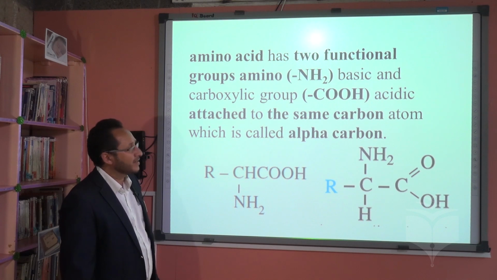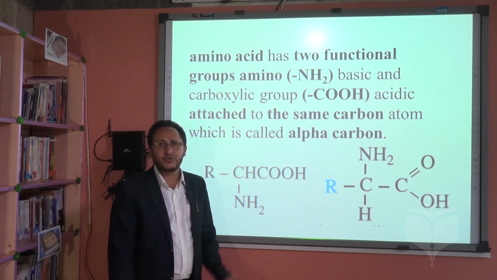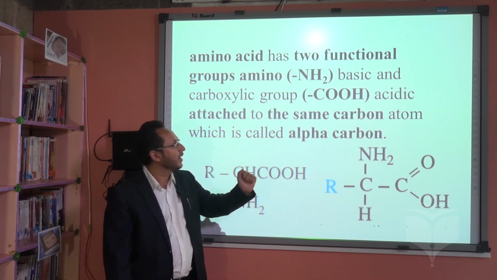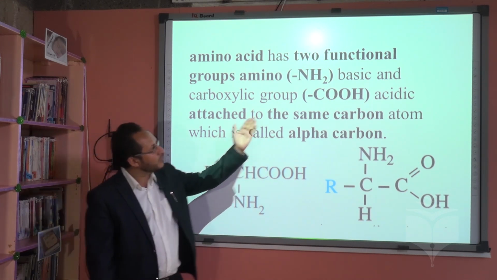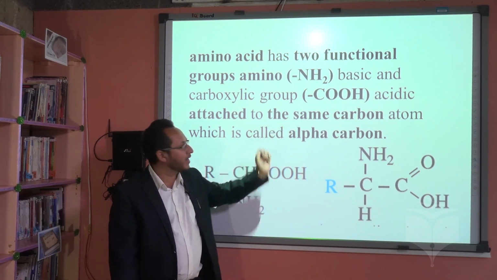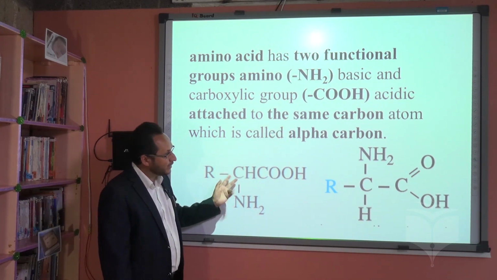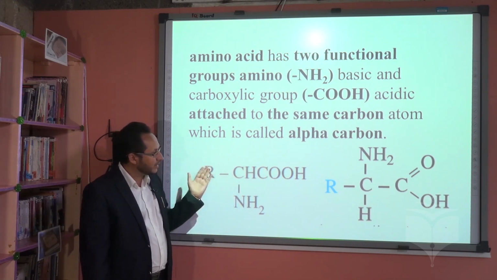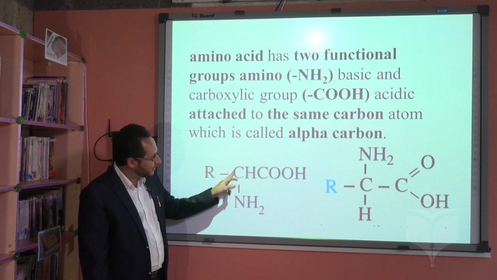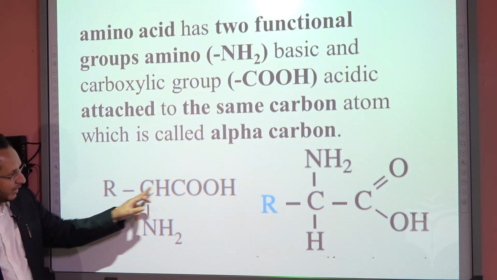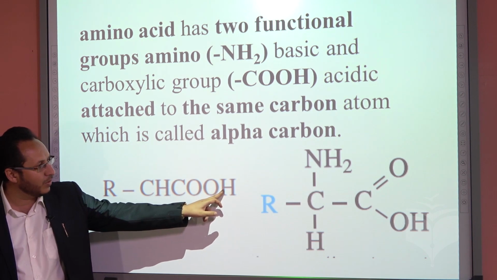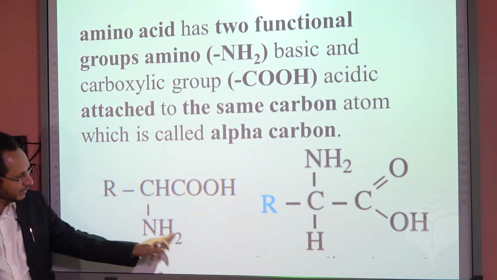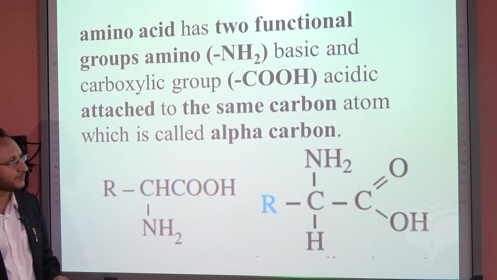Now, amino acids have two functional groups. The amino group has a basic character, and the carboxylic group is acidic, on the same carbon atom. So you can write it in many ways, maybe like this way. This is R, an alkyl group, and this is carbon, you call it alpha carbon. It is attached to this COOH. This one we call the carboxyl group, and this one is the amino group, NH2.